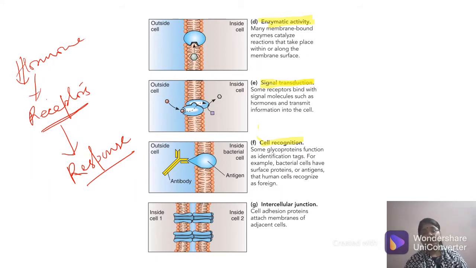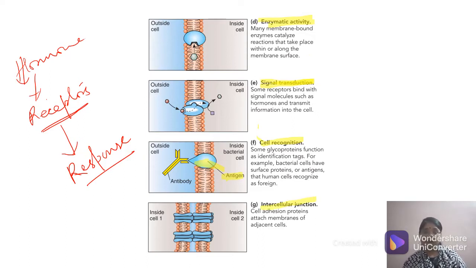Okay, there are various antigens on a bacterial surface which are being recognized by these proteins. So you know that they have a role in cell to cell recognition. And then, last but not the least, is your intercellular junctions.